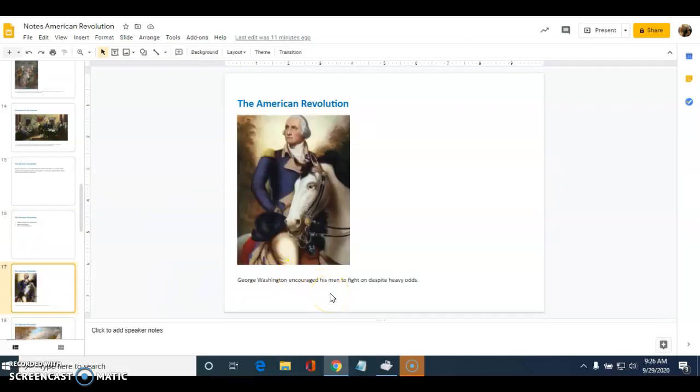Washington loses a lot of the battles, but he never loses so badly that the army is wiped out, and he wins key battles when he needs to win. He also is inspirational, and he is a great organizer.